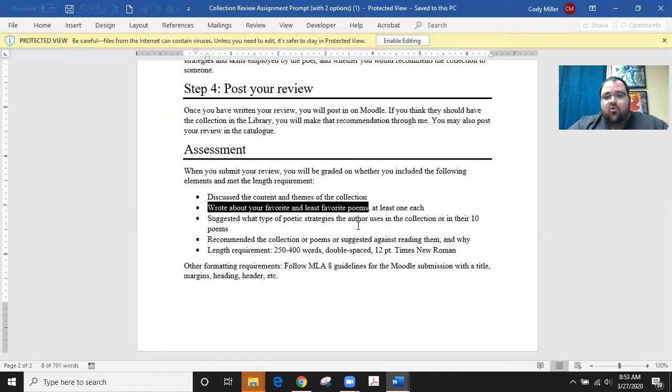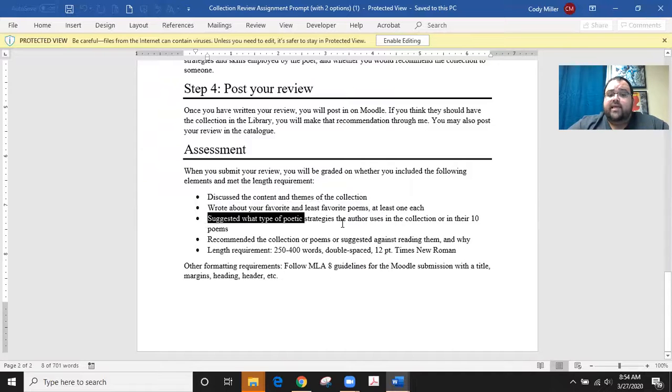So your favorite poem and then your least favorite poem. Now you only have to do that for two of them. Okay, so that means your favorite and then your least favorite. And then this is where I want you to engage a little bit more, which is I want you to write about the poetic strategies. So those things that we've talked about in class in terms of creative writing strategies for poems that the author uses within their collection or within those 10 poems that you read from them.